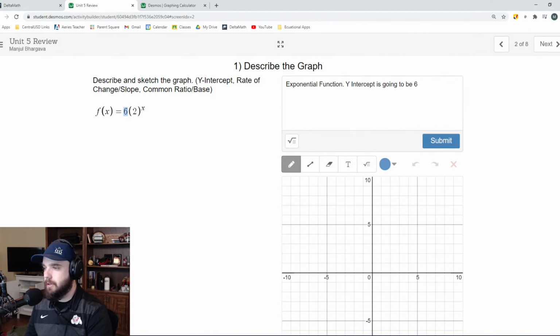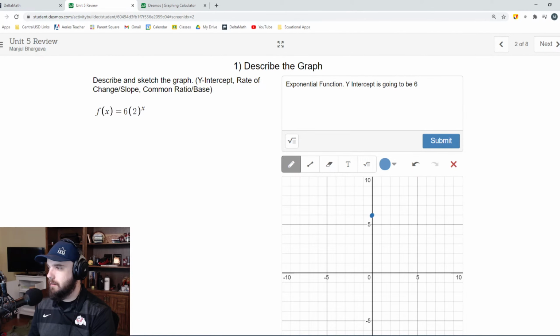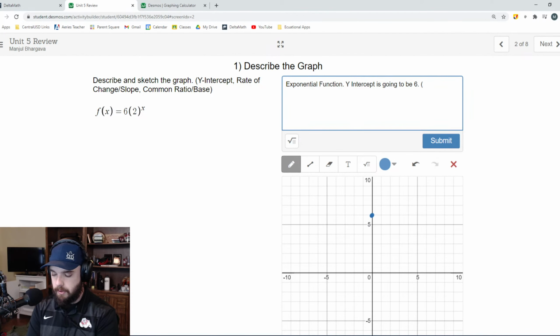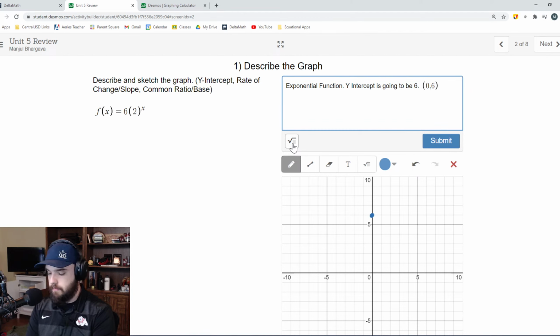Remember, this number here tells us where our y-intercept is. So as we're sketching this, I'm going to mark where my y-intercept is, which is right there. If you want to write the coordinate point, this is going to be (0, 6). Okay. The next thing is we want to talk about the common ratio.